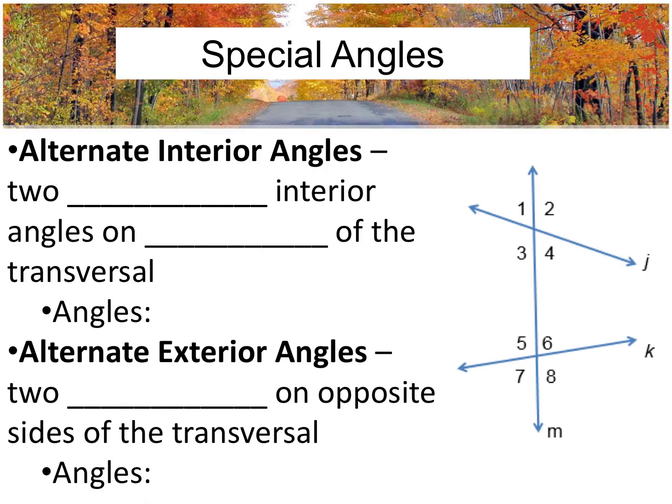All right, special angles. There's alternate interior angles, alternate exterior angles. We know what interior means. We know what exterior means. Now it's just a matter of what does the alternate mean. So when I'm looking at alternate interior angles, it's two non-adjacent. What does adjacent mean? Good. So they're not next to each other. Two non-adjacent interior angles on opposite sides of the transversal. All right, let's go ahead and find our alternate interior angles.